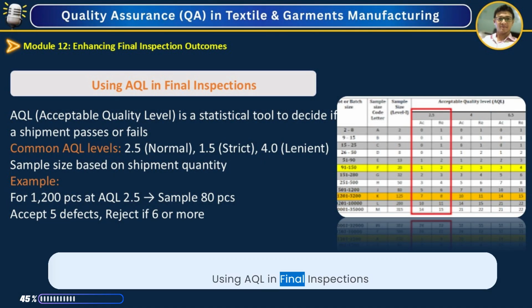Using AQL in final inspections. AQL is a statistical tool to decide if a shipment passes or fails. Common AQL levels: 2.5, 1.5, 4.0. Sample size is based on shipment quantity. Example: for 1,200 PCs at AQL 2.5, sample 80 PCs. Accept 5 defects, reject if 6 or more.